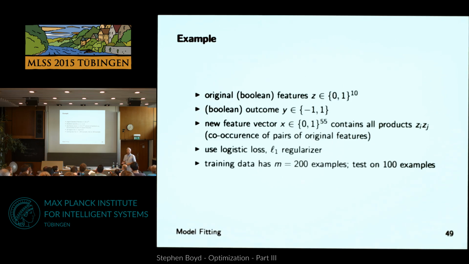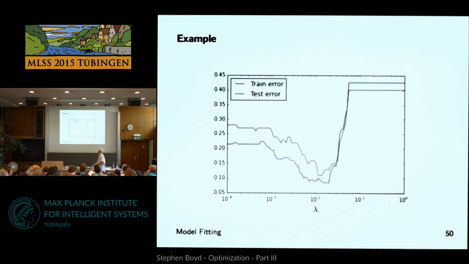And what that means is it's going to select, in this case, pairs or interaction terms, or however you want to call it. We'll train it on 200 examples and test it on 100 or something. And you get pictures that look like this. And this is exactly what you want to see, right? That the test and train errors are comparable.